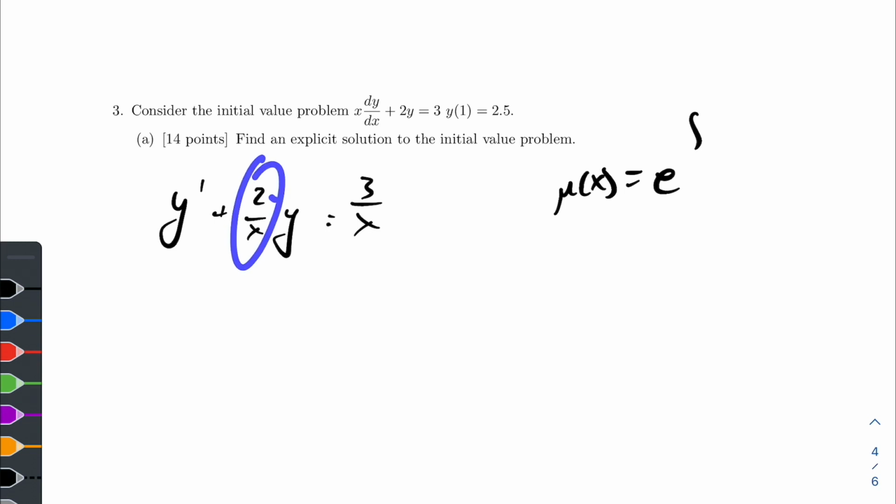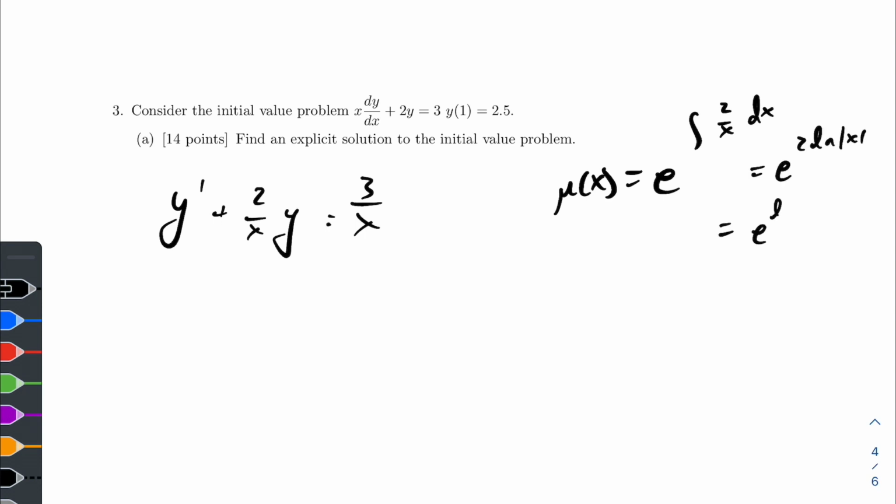Well, once you normalize, it's going to be whatever is attached to the y. So it's going to be 2 over x here. Note that this is positive 2 over x. If this was like minus 2 over x, then you would put a negative over here in the integral. So the integral of 2 over x is 2 ln of absolute value x. So this is e to the ln of absolute value of x squared, which is just equal to x squared. And I can drop the absolute values just because x squared is always positive.